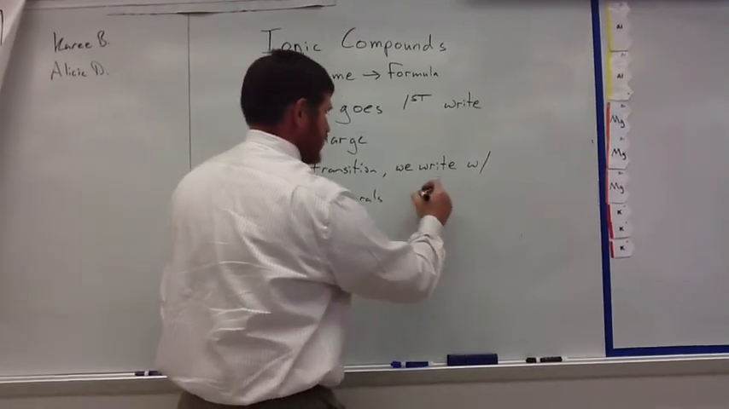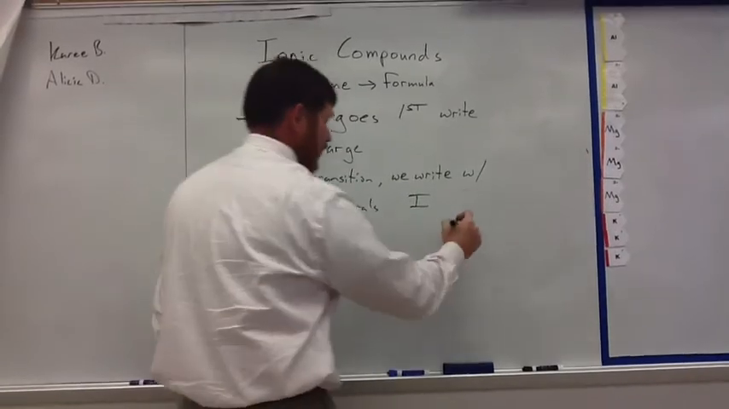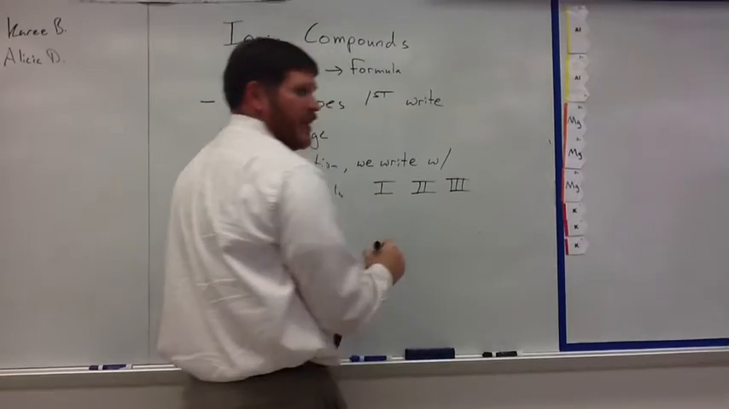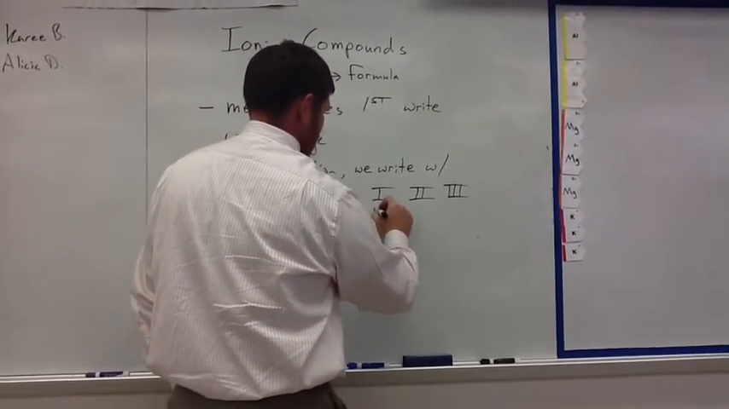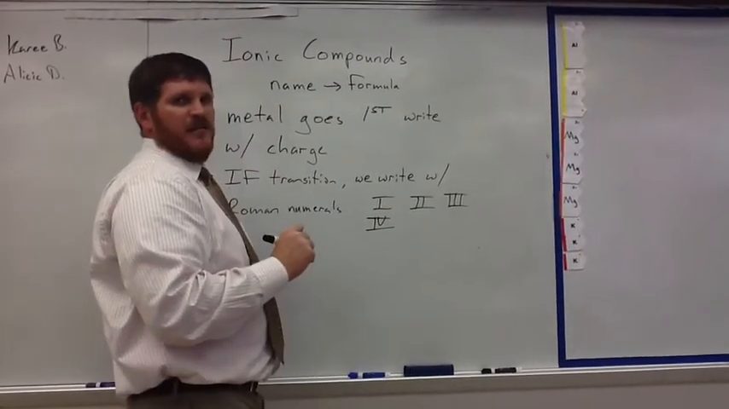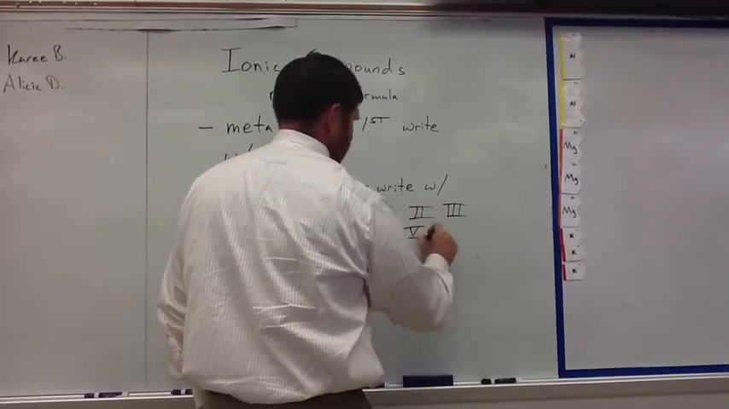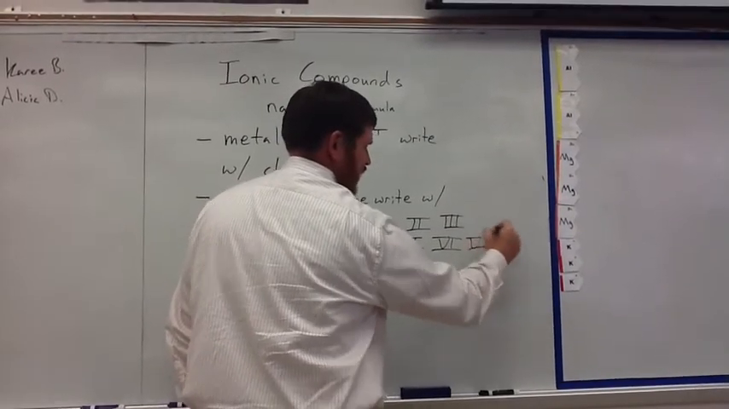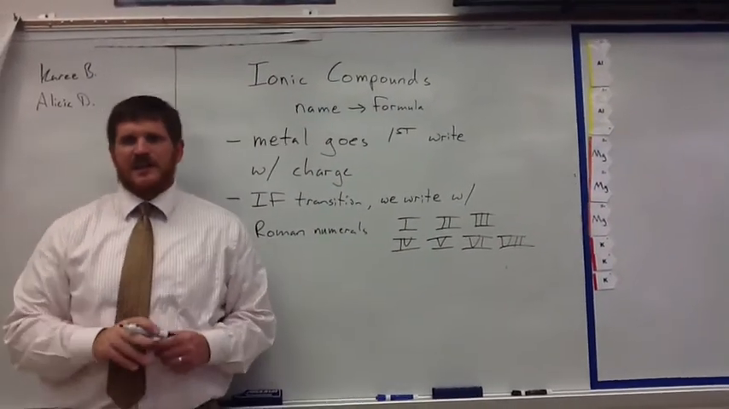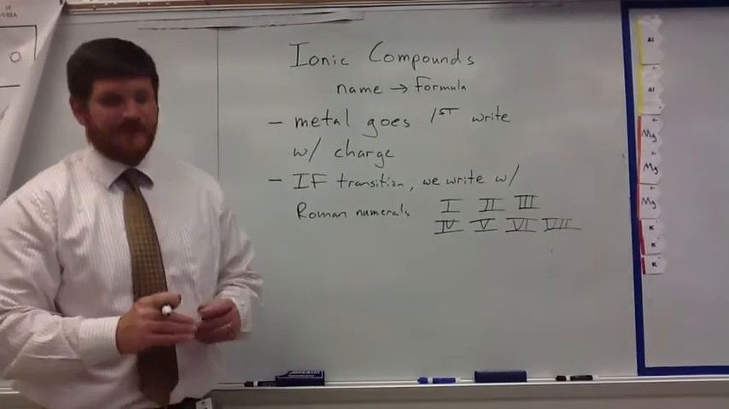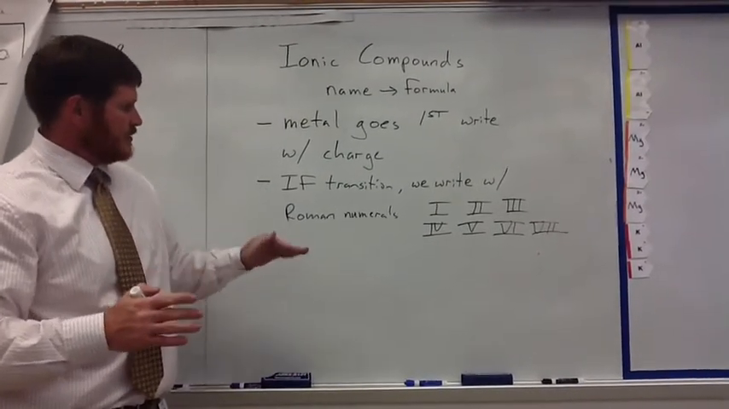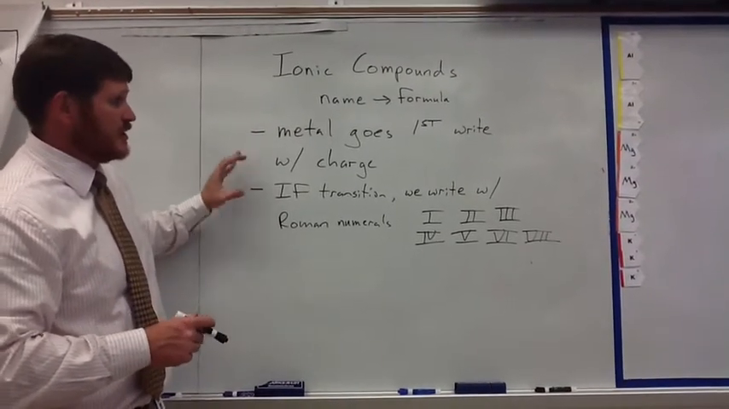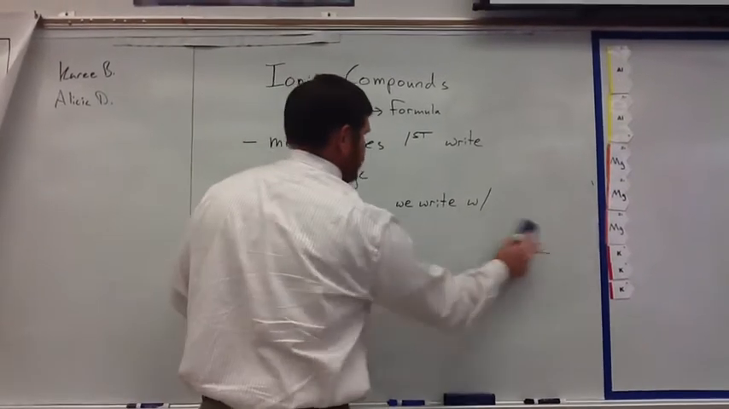So our Roman numerals, we should know: I is 1, II is 2, III is 3, IV is 4, V is 5, VI is 6, and VII is 7. We need to make sure we at least know up to 7. This will take care of our metals. Again, I'm not explaining this right now. You just want it in your rules because you want to use this on quizzes and things like that.